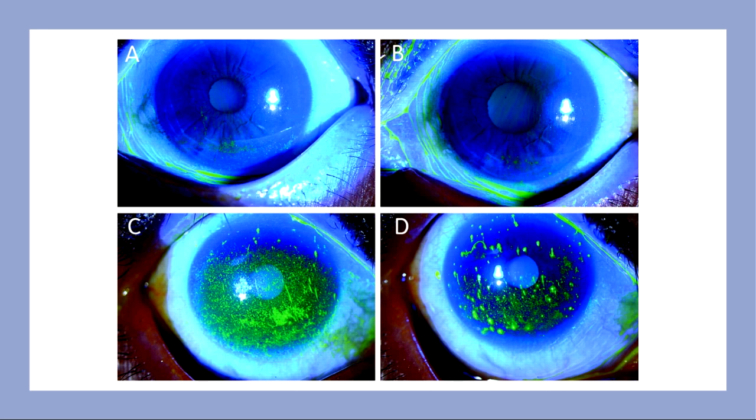So this is just illustrating again a dry eye. This patient has a mild dry eye. You can see a few little punctate stains here, as opposed to somebody with severe dry eyes, where you have punctate staining involving almost all of the cornea, and that's a severely dry eye.